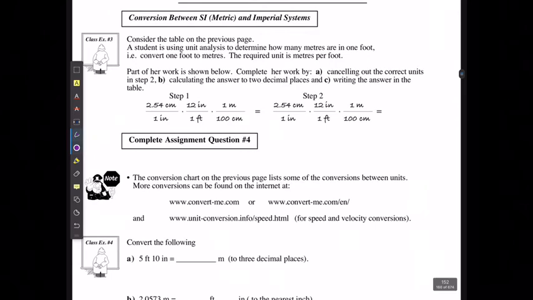If I'm doing conversions between metric and imperial, I'm doing the exact same process. So I just need to know what the conversion rates are, whether it be centimeters to inches, meters to feet, whatever.